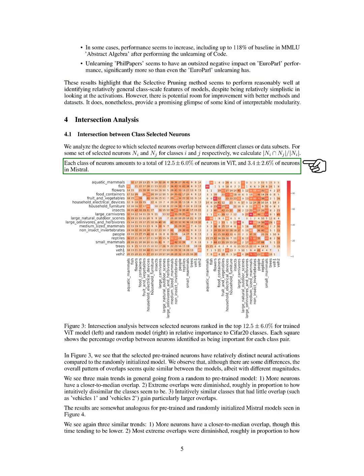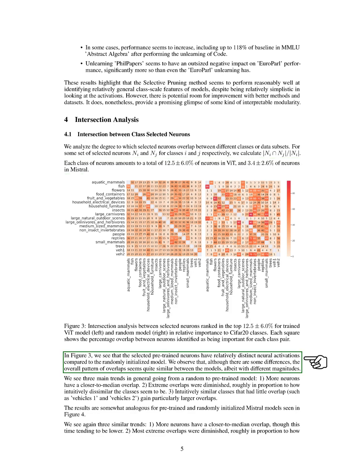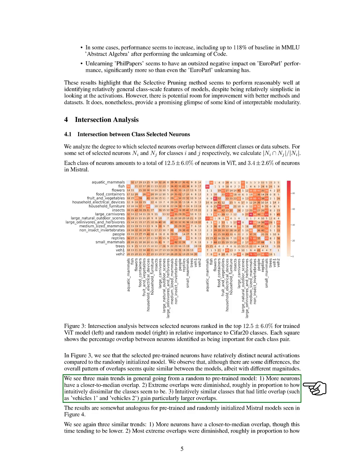We find that selected neurons represent about 12.5% of neurons in VIT and 3.4% in Mistral. Our results indicate that pre-trained neurons show distinct activations compared to randomly initialized models, with similar overlap patterns but varying magnitudes. We observe three main trends.